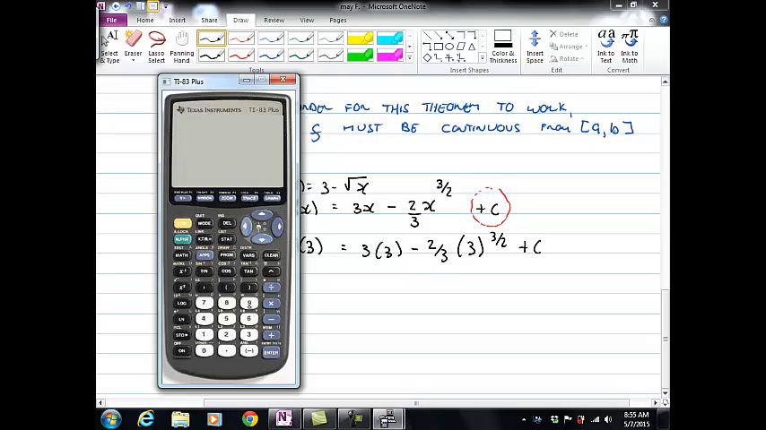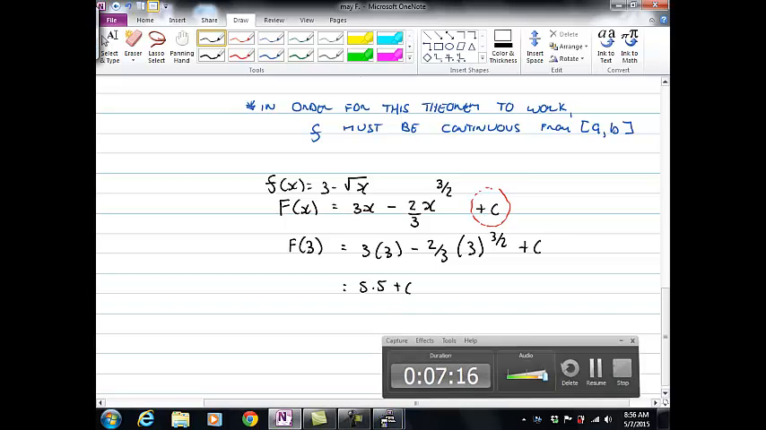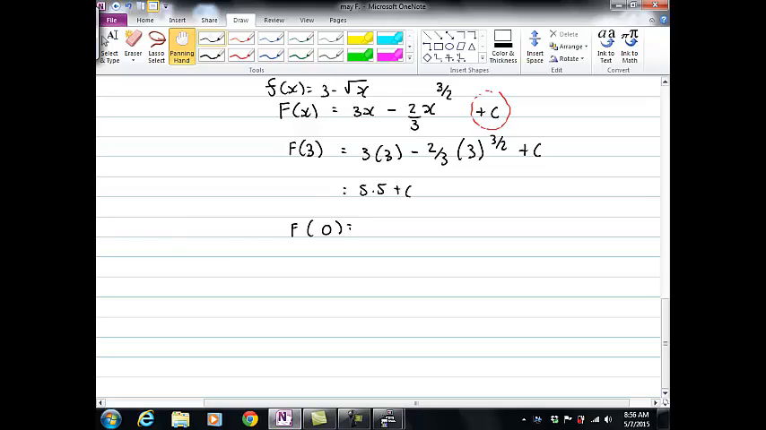So that's 9 minus 2, I'm going to pause. Is it 5.5? 5.5 plus c. Now I need to do F of 0. Find F of 0 for me. For F of 0, I do the exact same thing. 3 times 0 minus 2/3 times 0 to the power 3 over 2 plus c. And I believe that should give you a nice number, c.